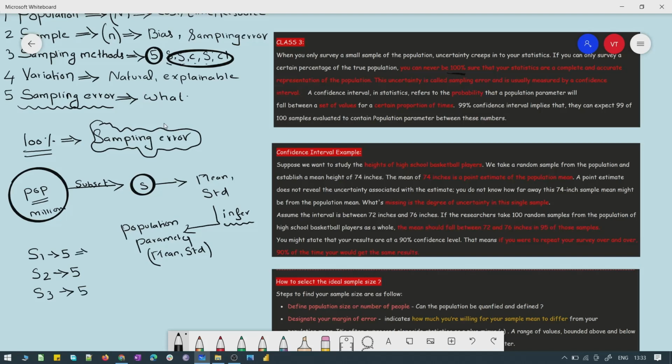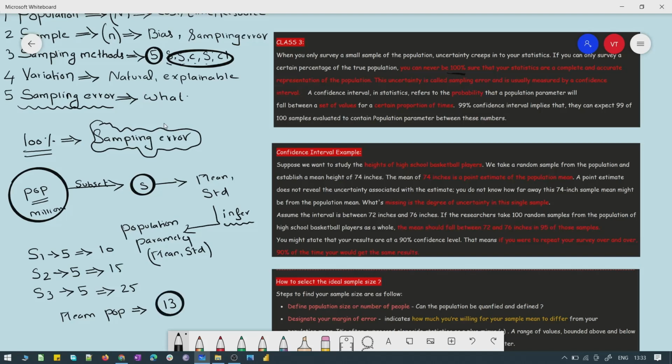Now the sample S1 might have given you a mean of 10, and the sample S2 might have given you a mean of 15, and the sample S3 might have given you a mean of 25. Okay, and if you look at the population mean, the mean for the population, okay, so it could be 13.